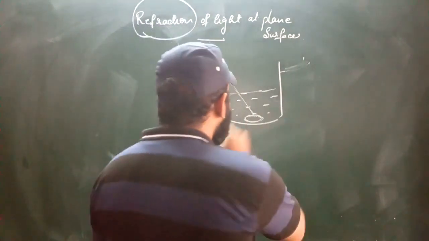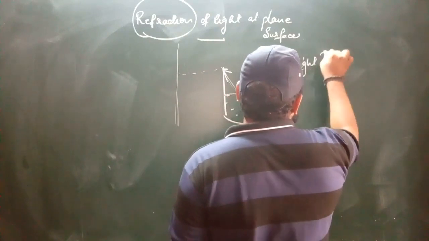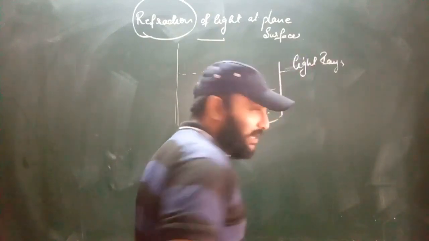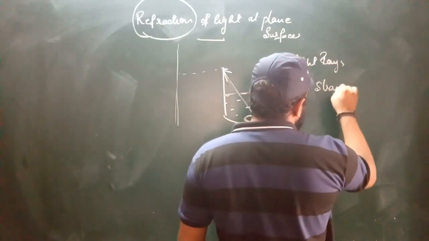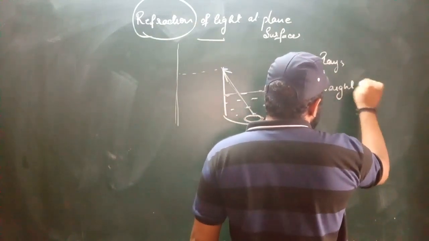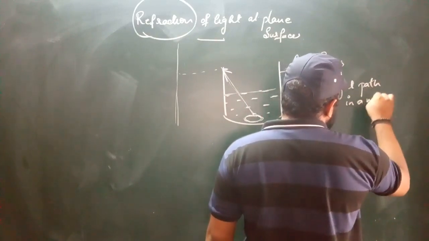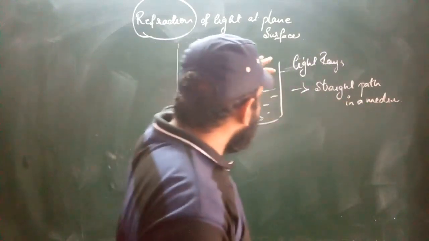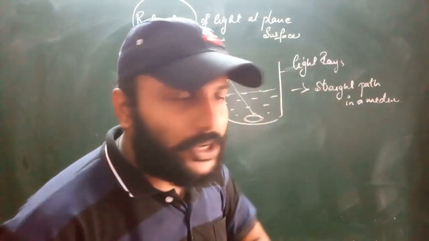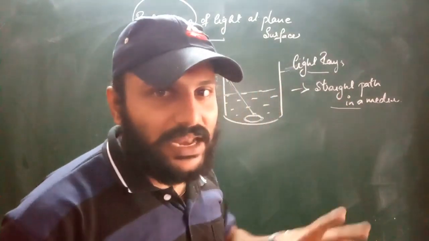First thing about the light rays: what is the first important point about the light rays? It always moves in a straight path in a medium. As I said, what is one medium? Air is one medium. What is the important property of the light ray? Light ray always takes a straight path in a medium.